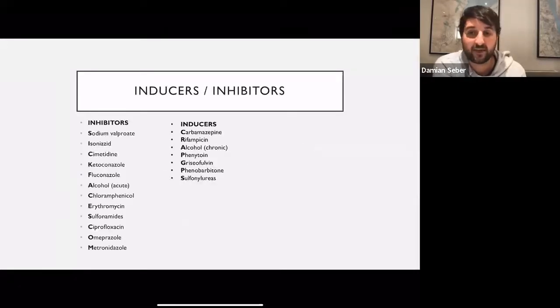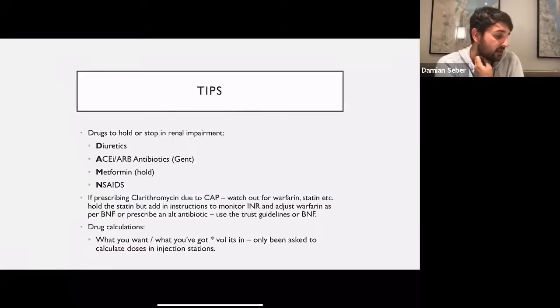So I've written a list of the inducers and the inhibitors there for you. I'm sure you all know them, sickfaces.com and crap GPs. You don't need to know all of them. The key ones are your acute and chronic alcohol, your antifungals, so your ketoconazole, fluconazole, and your antibiotics, and then omeprazole. They're the main ones you need to remember, but it's just a handy mnemonic, isn't it?